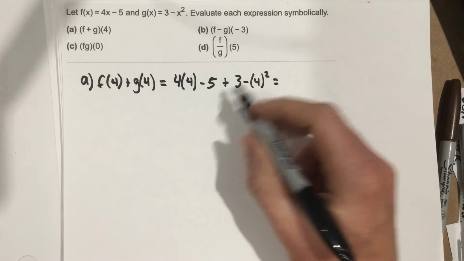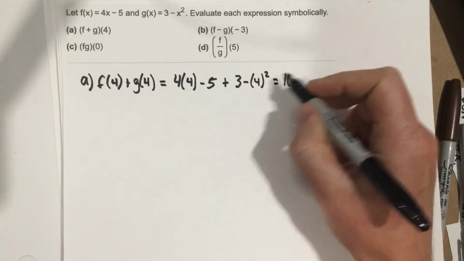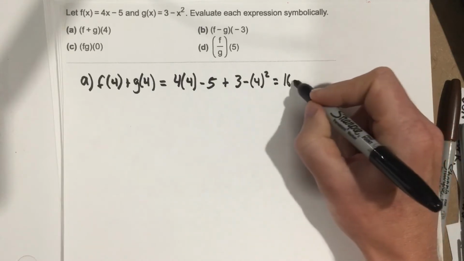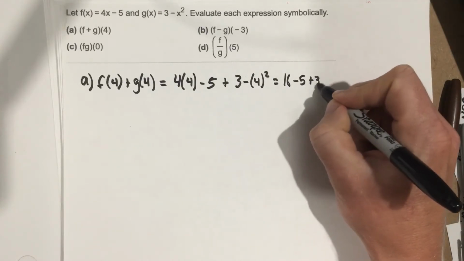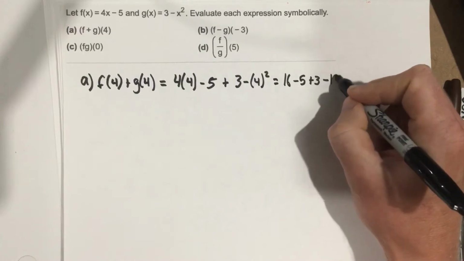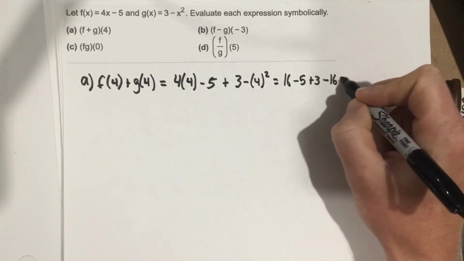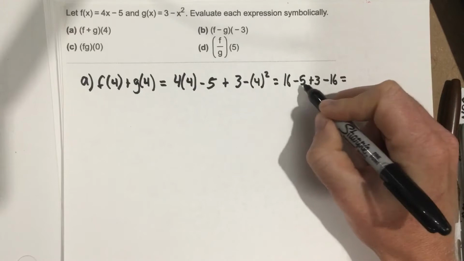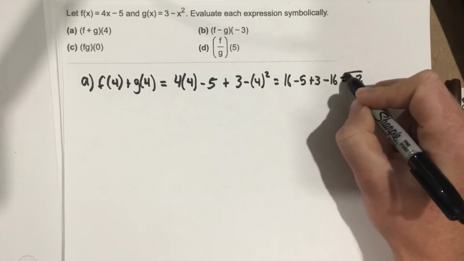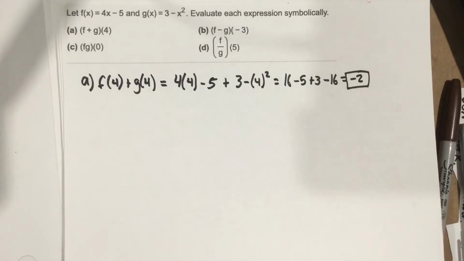That's going to give you 16 minus, well, this would be minus 5 plus 3, and then square that, that's minus 16. So you end up with the 16s canceling, negative 5 plus 3 gives you negative 2 for f plus g of 4.